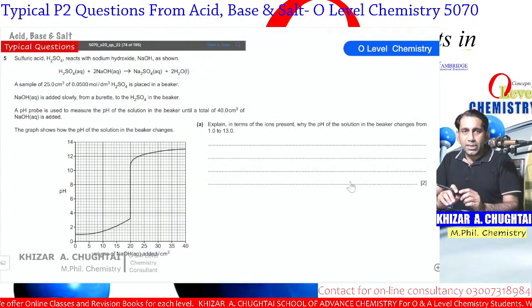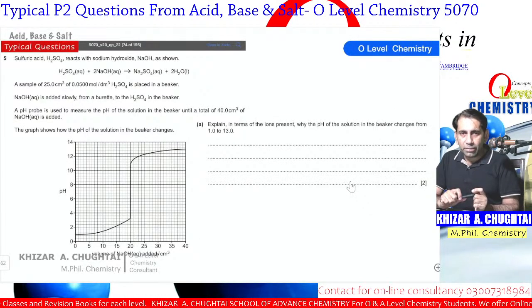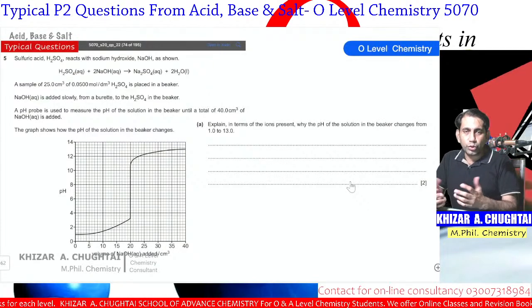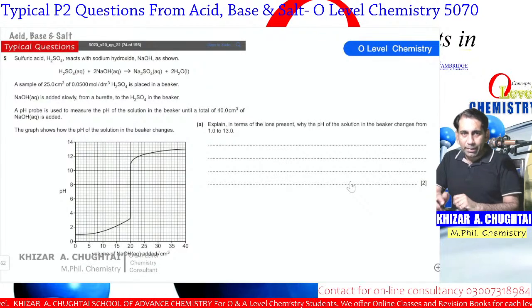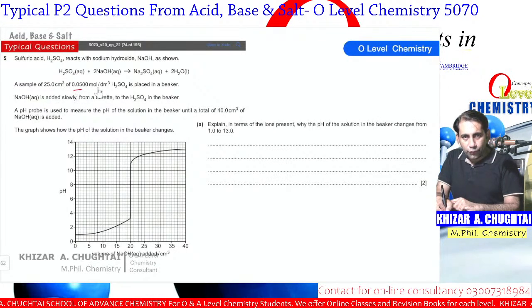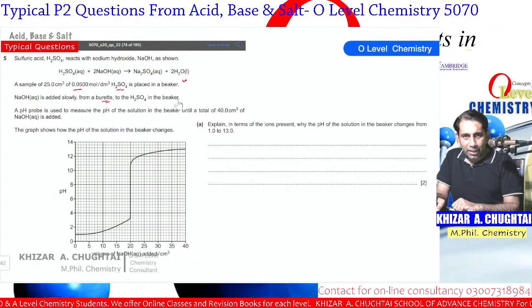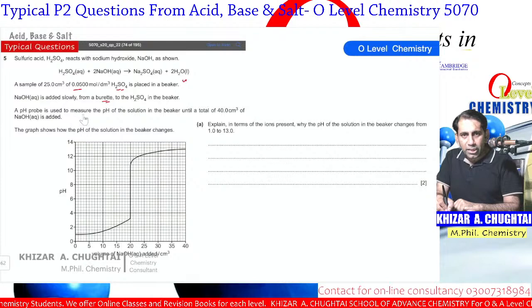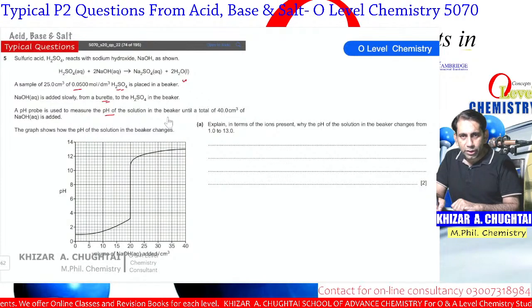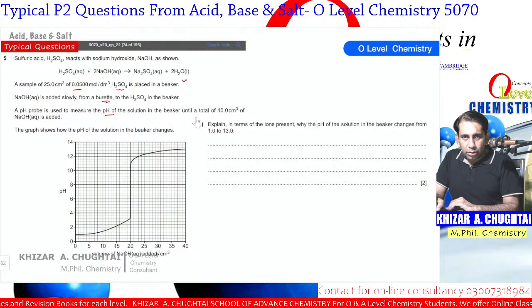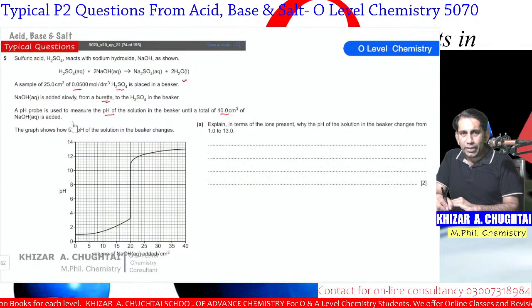The next one is sulfuric acid H2SO4 reacting with sodium hydroxide NaOH as shown. Sulfuric acid plus 2 moles of NaOH goes to sodium sulfate and H2O. A sample of 20 cm3 of 0.05 mol/dm3 H2SO4 is placed in the beaker. NaOH is added slowly from the burette to the sulfuric acid in the beaker. A pH probe is used to measure the pH of the solution. I mean, this is the sort of question regarding the pH curve, until a total volume in cm3 of NaOH is added.